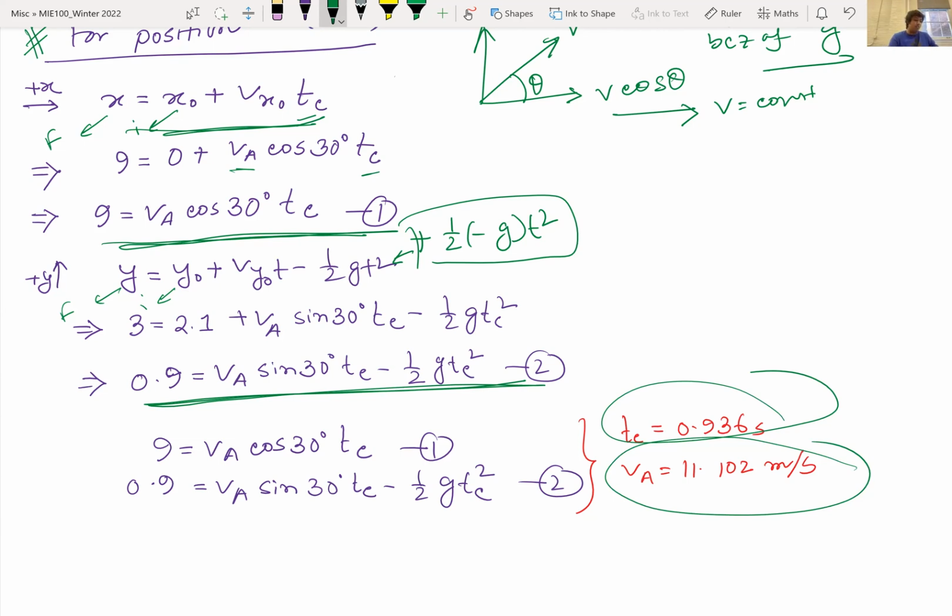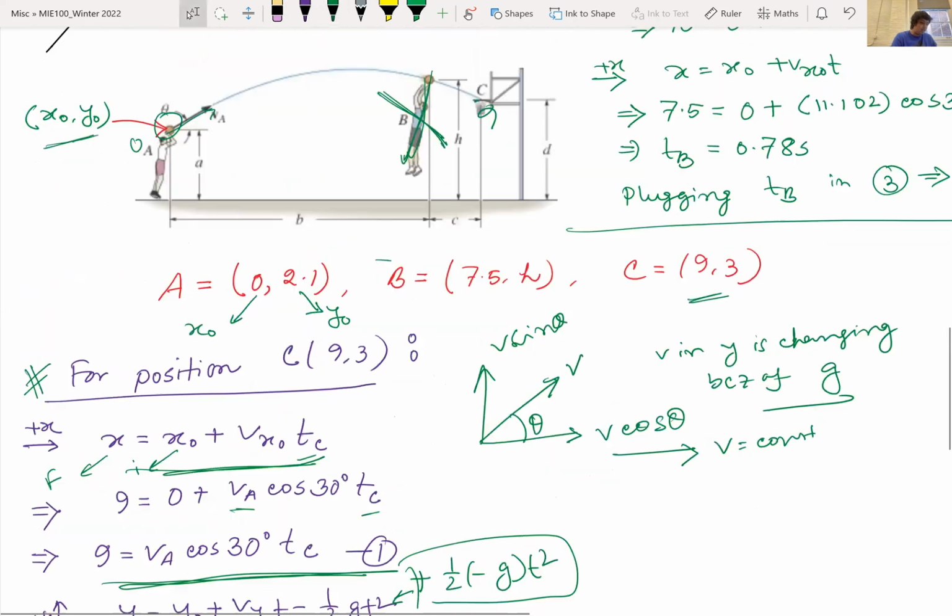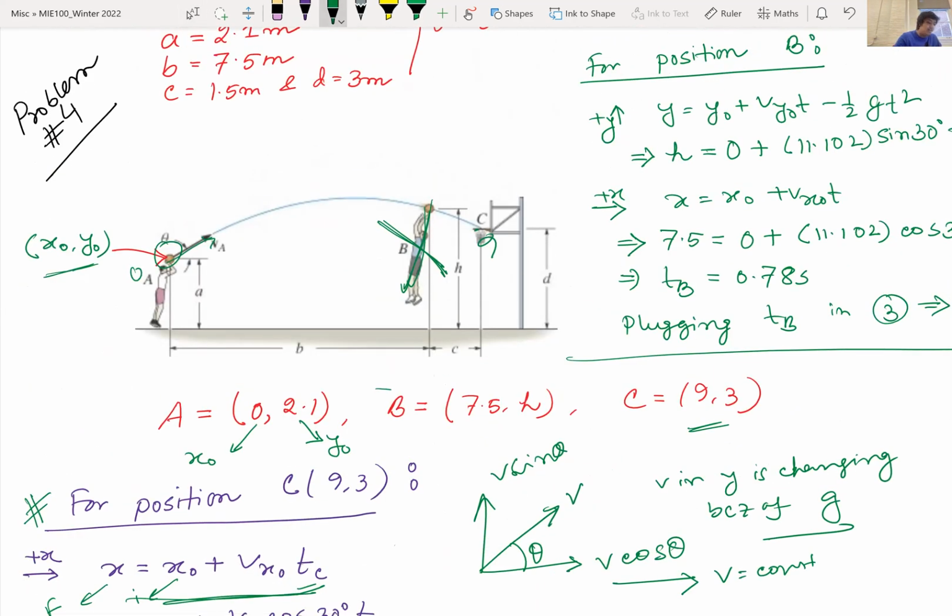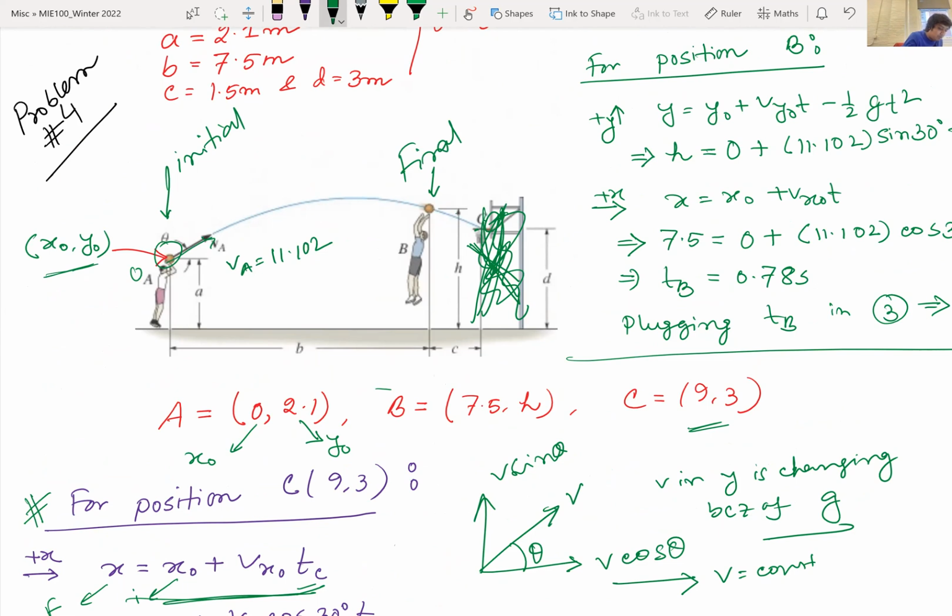But this is not the end of the question. The question also asks you to find this value h, right? Now let's say this hoop is dead for us. We are not considering this hoop at all. Forget about it. Let's consider this. Now, this is our initial position, and this is our final position, right? And for VA, we already know that our velocity is 11.102 meters per second, right?